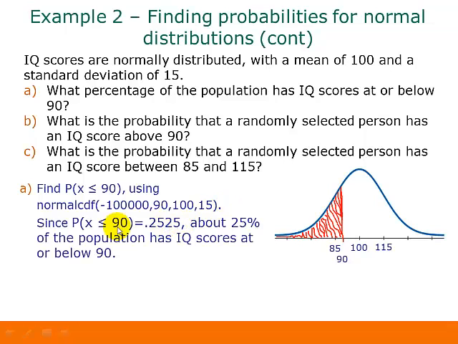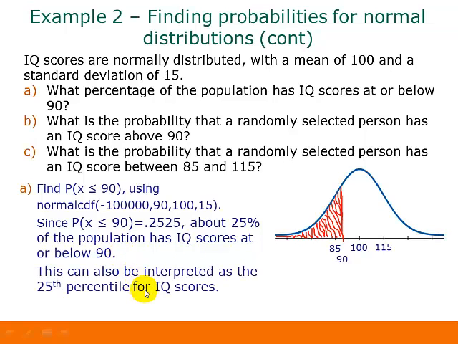On your calculator, this should come out to be about 0.2525. That means that about 25% of the population has IQ scores at or below 90. If you remember when we talked about percentiles back in Chapter 3, this could also be interpreted as the 25th percentile for IQ scores, because about 25% of the population has a score of 90 or lower.